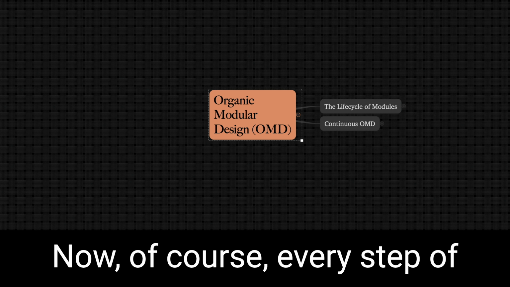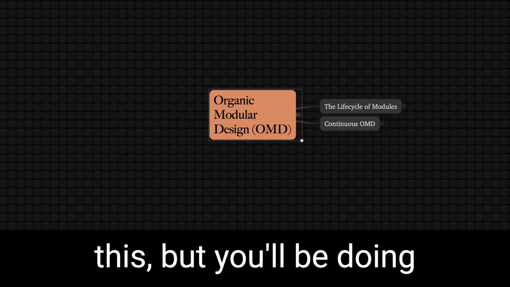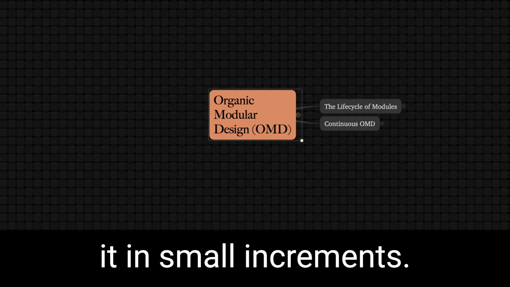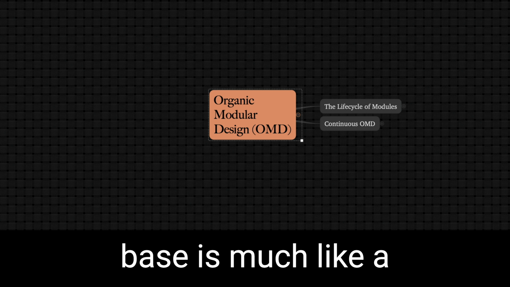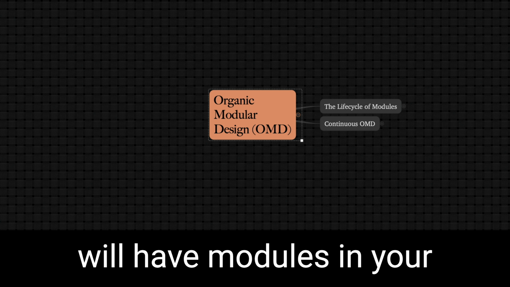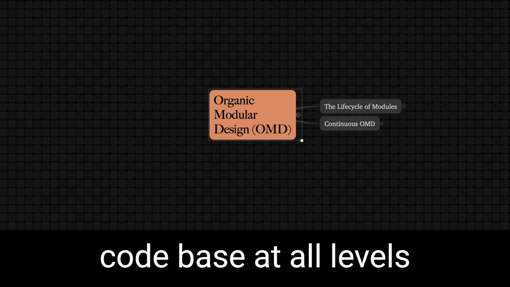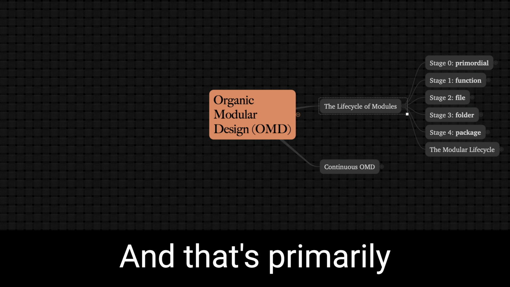Now, of course, every step of the way, you will be coding, you will be writing your code, you will be directing this, but you'll be doing it in small increments. The thing is, your code base is much like a garden of modules. You will have modules in your code base at all levels of the modular life cycle. And that's primarily what we're going to talk about today.